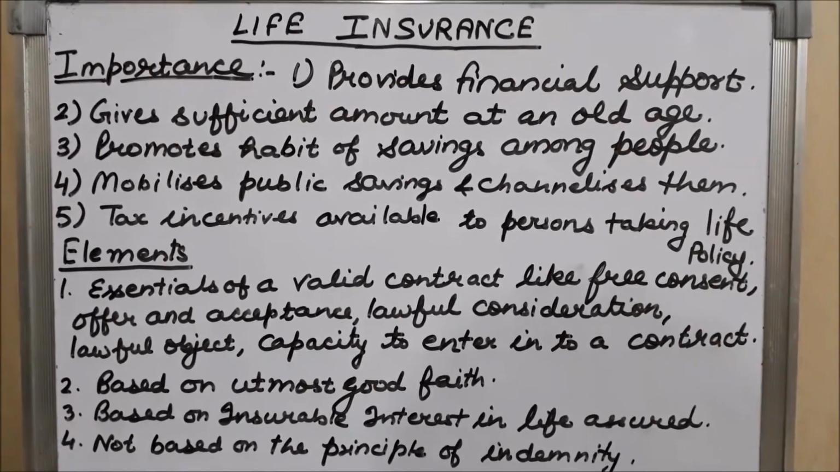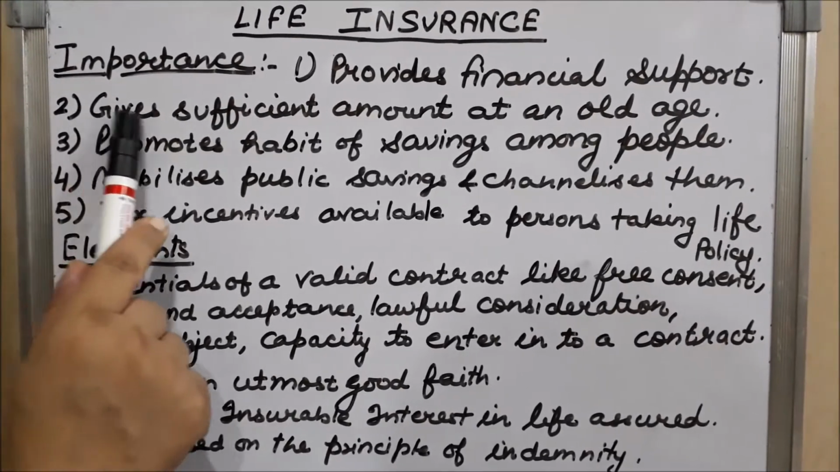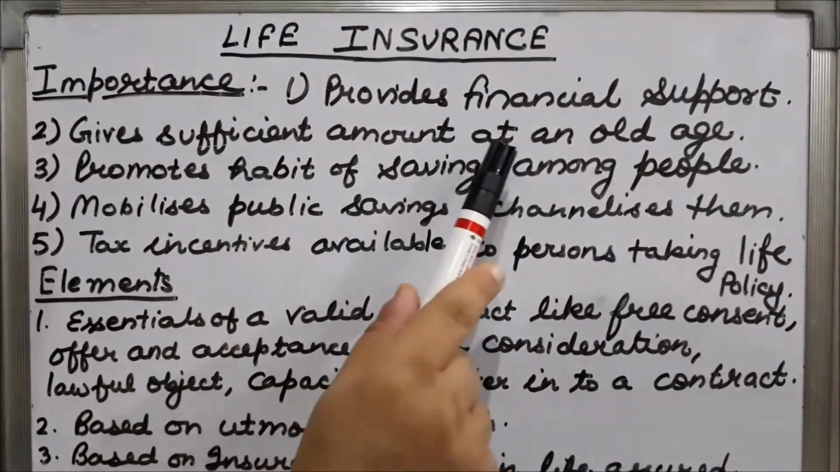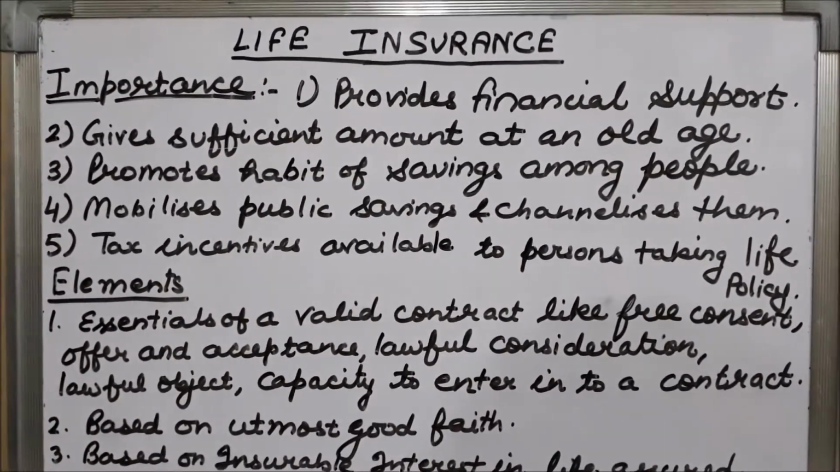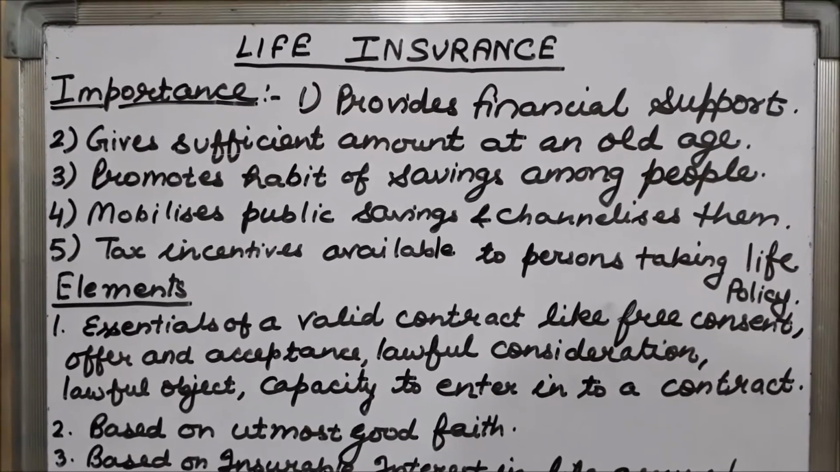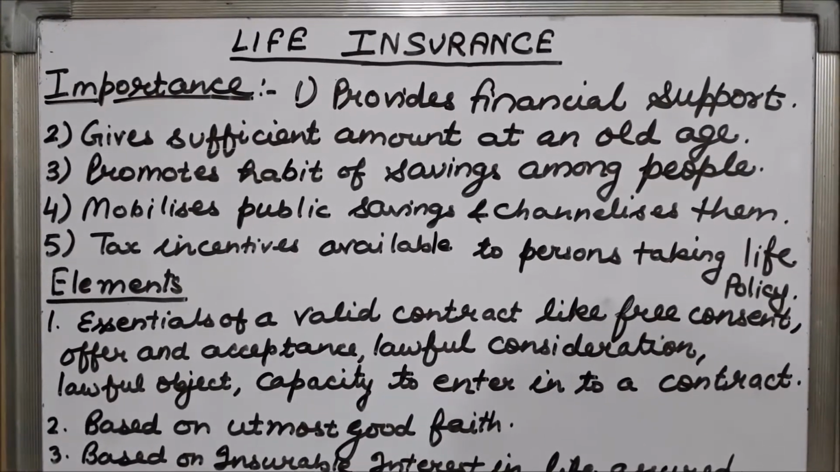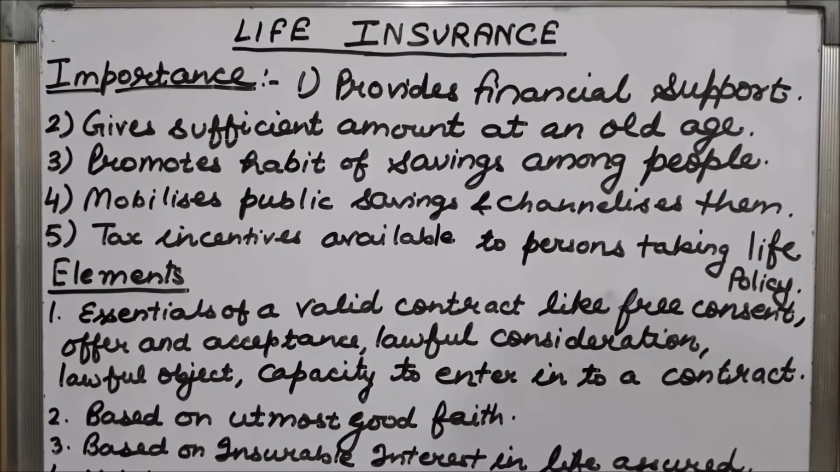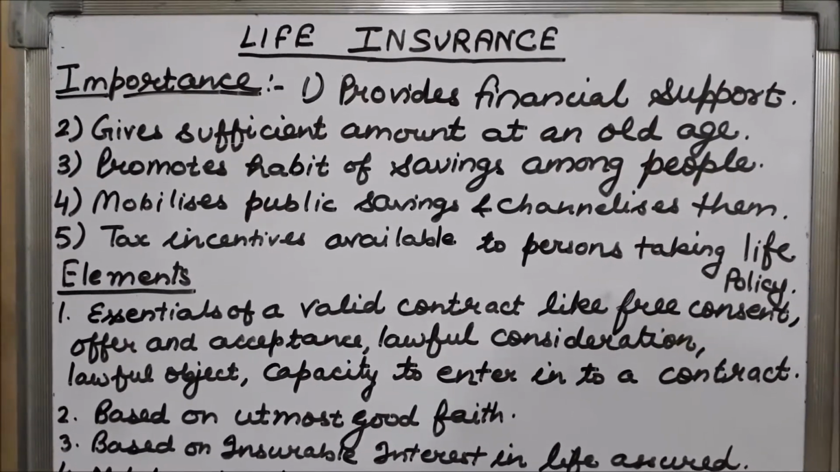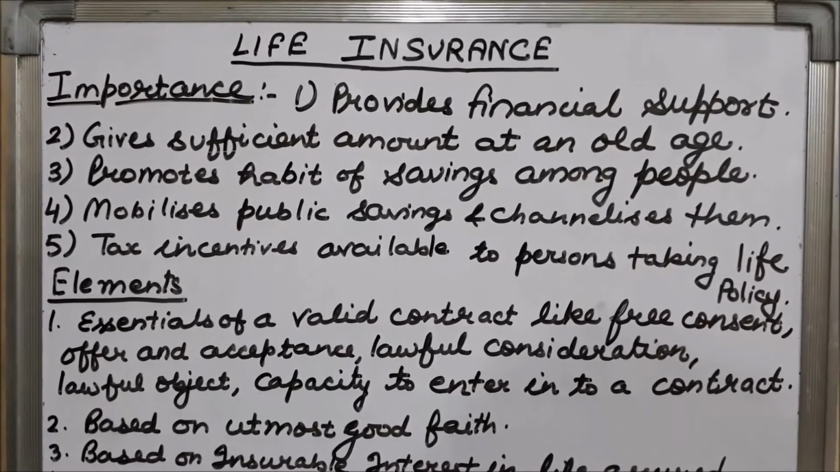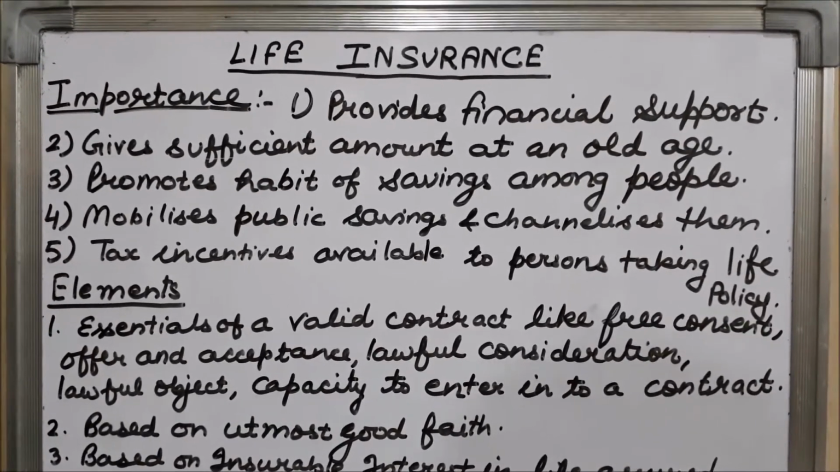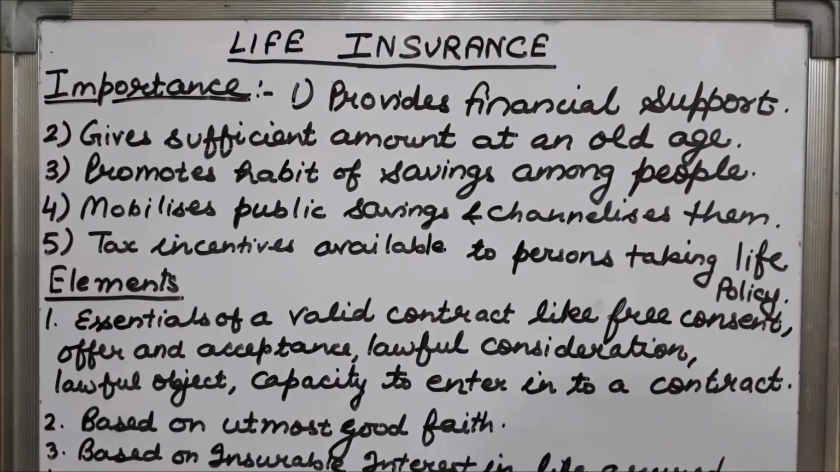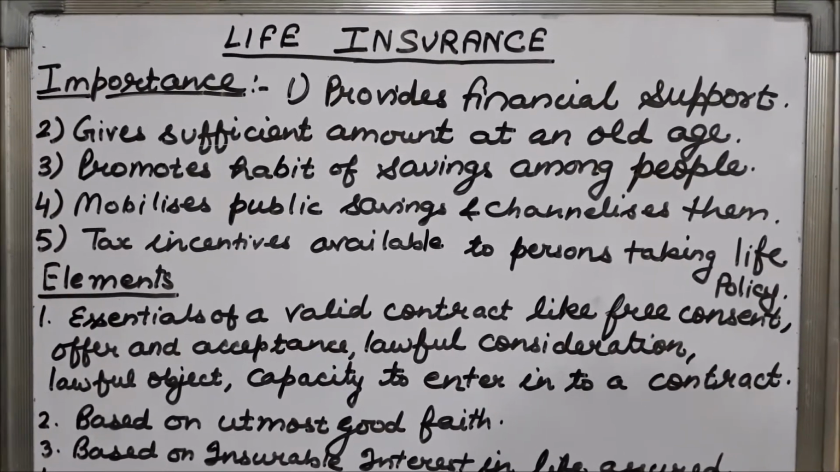The second importance is that life insurance gives a sufficient amount to the insured at an old age. Suppose a person is alive at the time of the maturity period, even then he will get full compensation from the insurance company. So in this way, compensation is a financial support to the insured at the time of old age, because in old age earning capacity reduces.